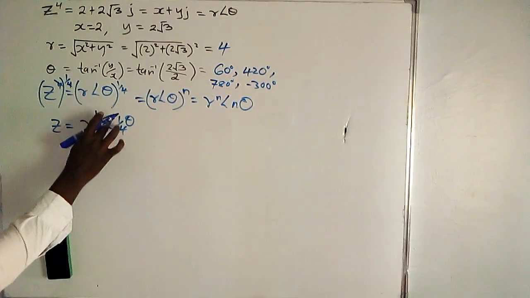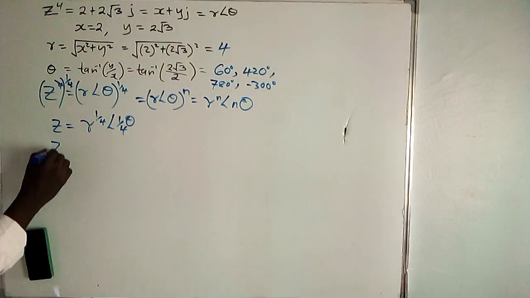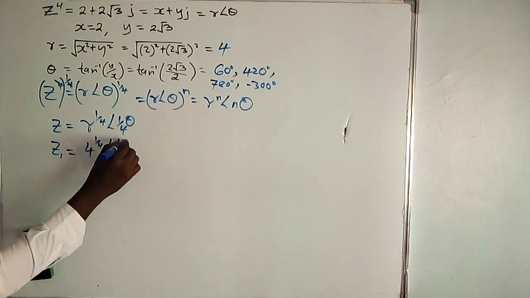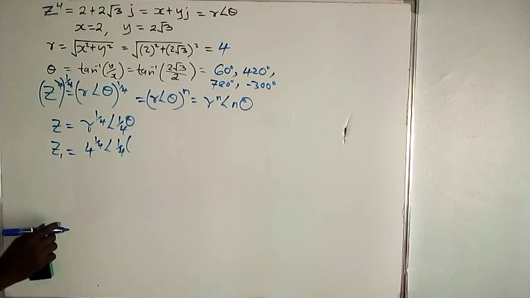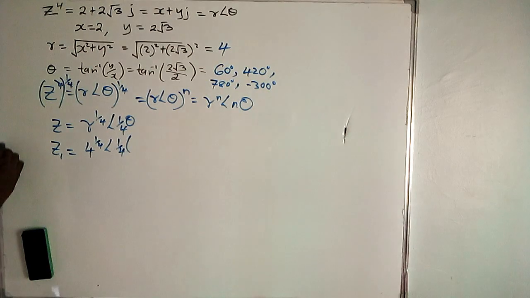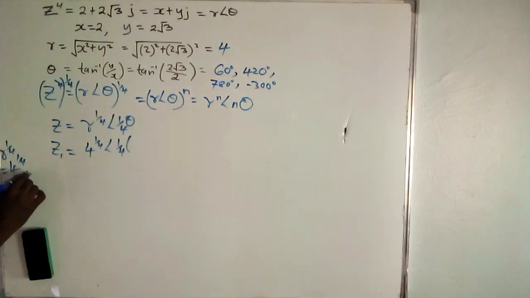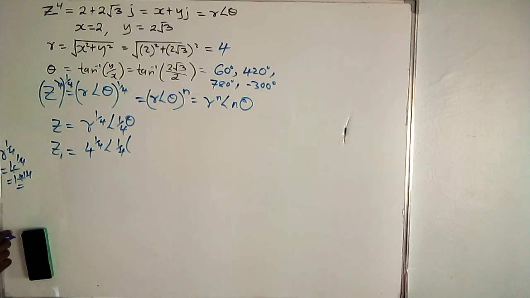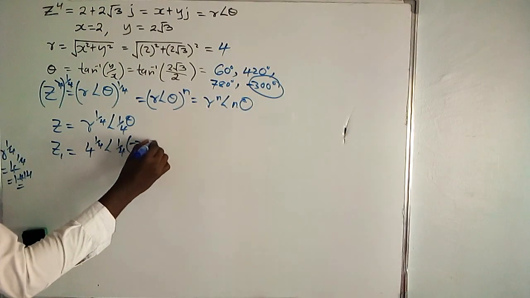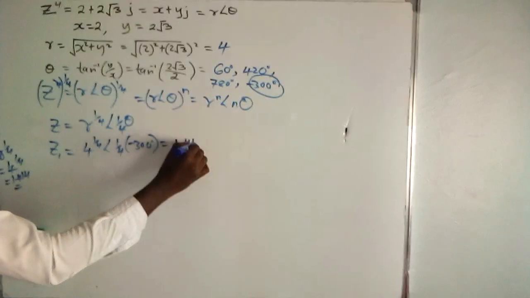So can you get r raised to power quarter on the spot? R was 4. What is 4 raised to power quarter? So that you get r raised to power quarter, 4 raised to power quarter is 1.414. So you found r raised to power quarter, isn't it? So the first value of z is z1, where for r raised to power quarter you put 1.41, then angle a quarter theta. So take the first value of theta. Let us start with the negative one, negative 300. A quarter of negative 300 is negative 75 degrees. You are done with the first solution.